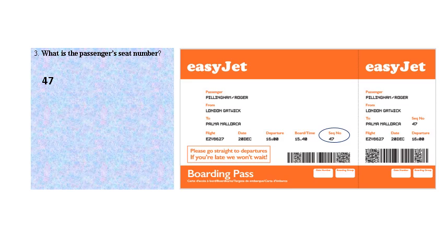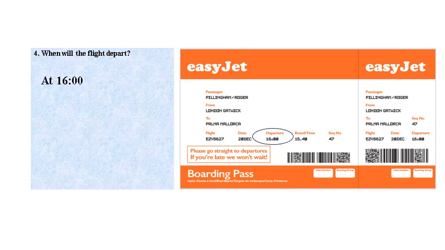In question number three, what is the passenger's seat number? Now we can use the keyword seat. We can easily find that 47 is the answer to this question. And question number four, when will the flight depart? Using the keyword departure, we can easily find that 4 p.m. is the answer to this question.